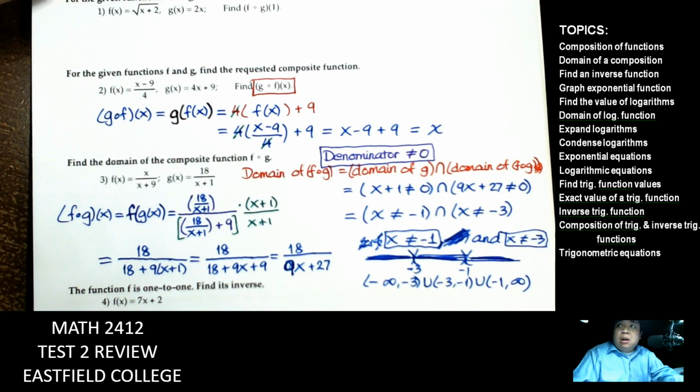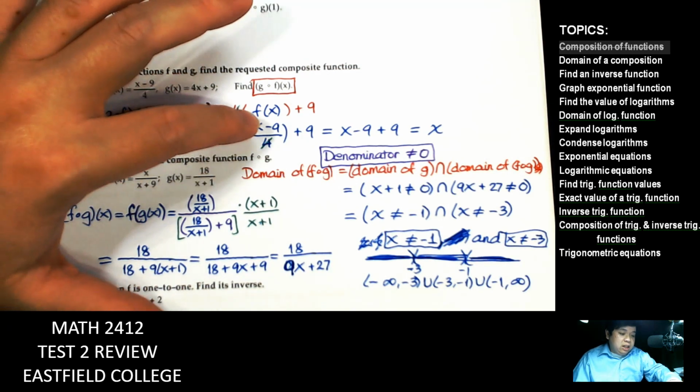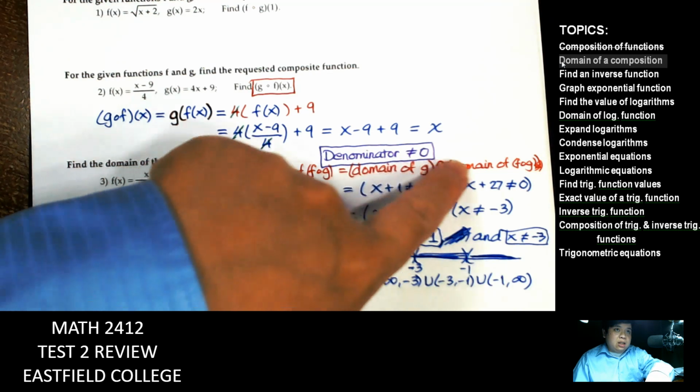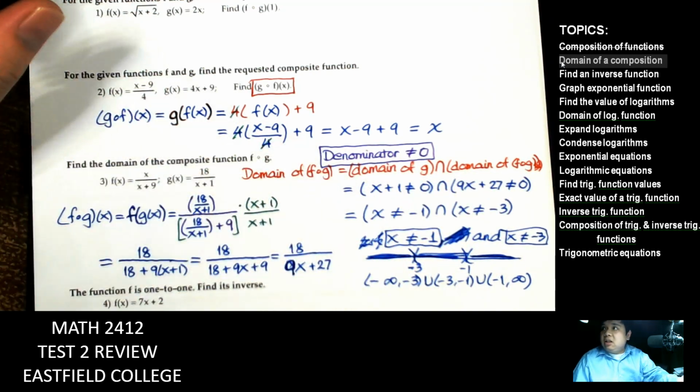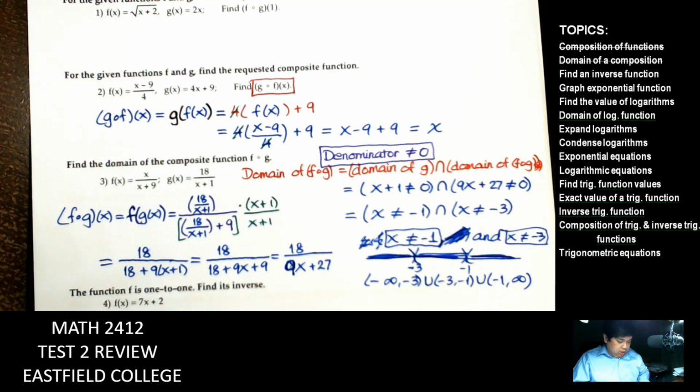Let me update the list. So we are done with the first part, computation of function. It could be either this or this. And the domain of the computation is this in red. So we have 2 and 3.